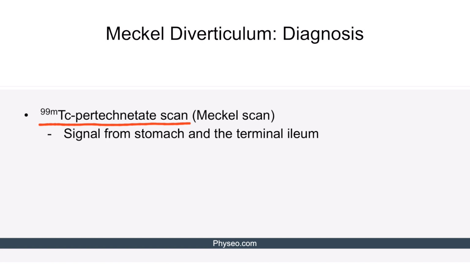Let's explain the normal and abnormal findings of a Meckel scan. In a healthy patient, the signal should come only from the stomach. In the patient with a Meckel diverticulum, the signal comes from both stomach and terminal ileum. Signal coming from the terminal ileum corresponds to the Meckel diverticulum.